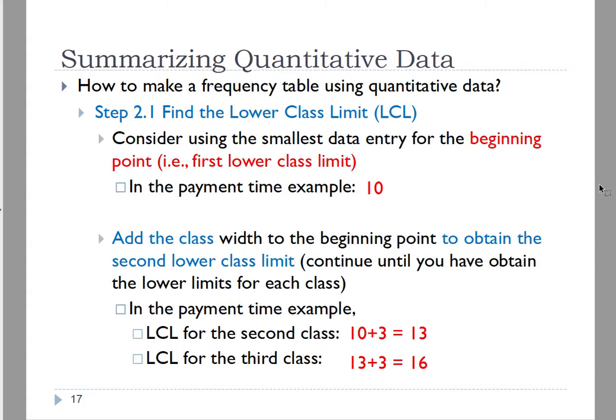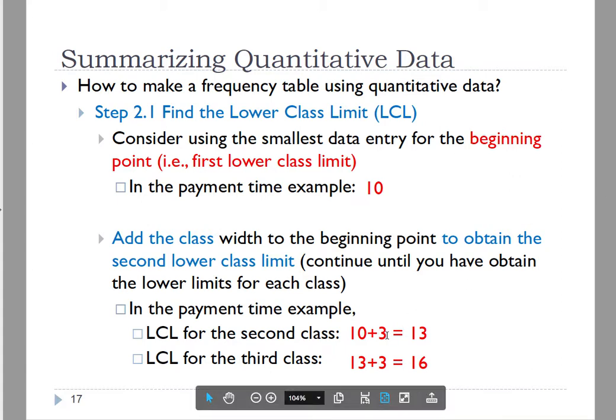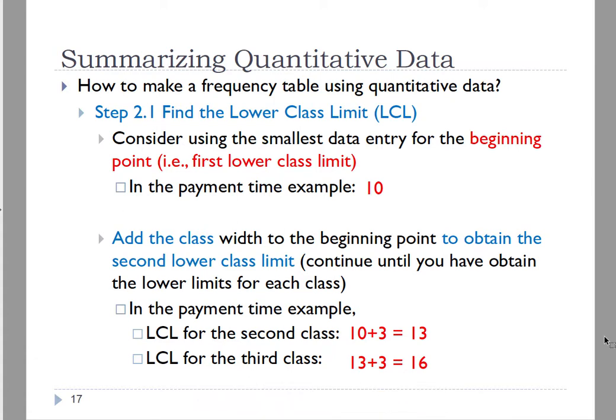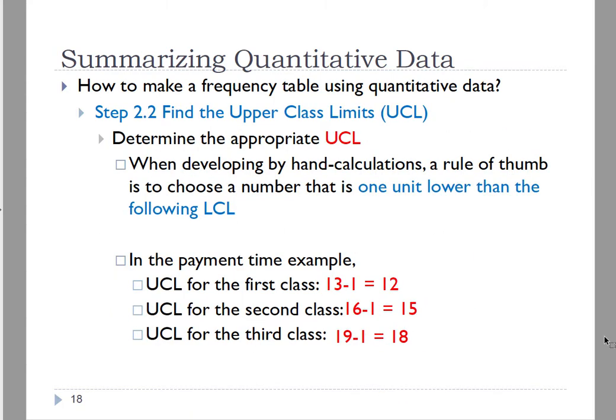So next we're going to add the class width that we decided was 3 to the beginning point to obtain the second lower class limit. And we're going to continue until we have all the lower limits for each class. In this example, our class width is 3, so for the second class we're just going to add 3 to it. It's going to be 10 to 13. For the third class limit, it's going to be 13 to 16. And I'll show this all in a chart here soon.